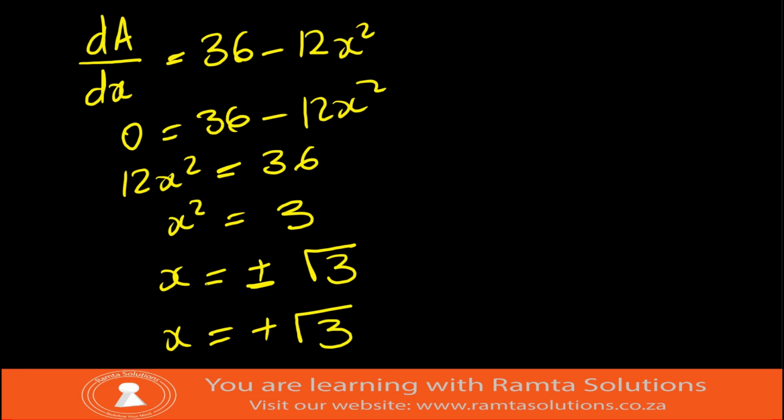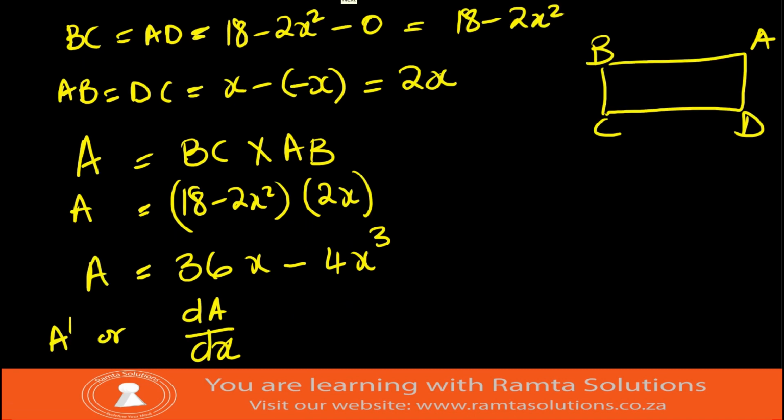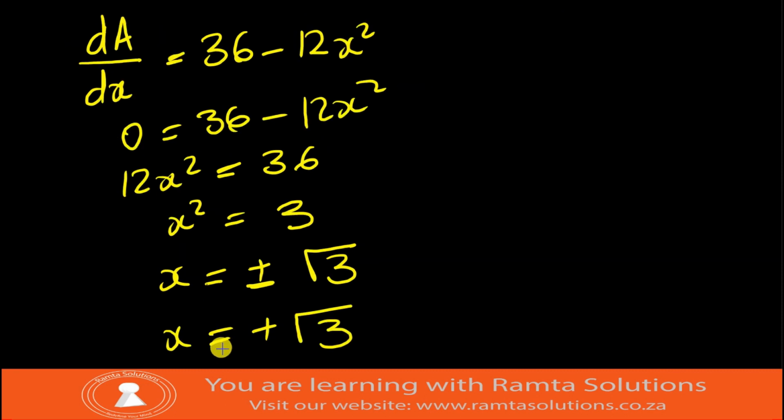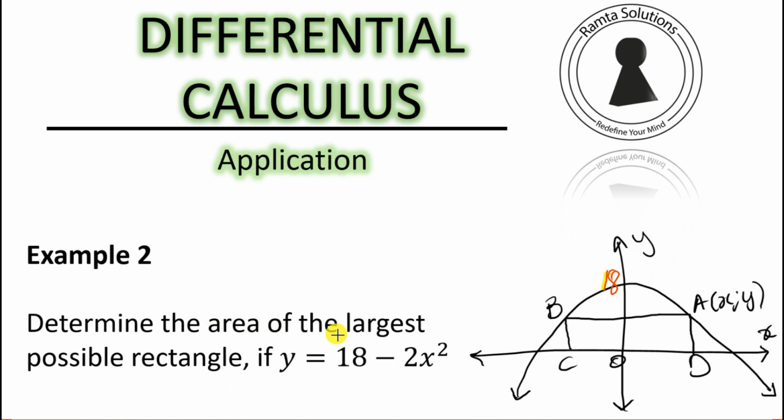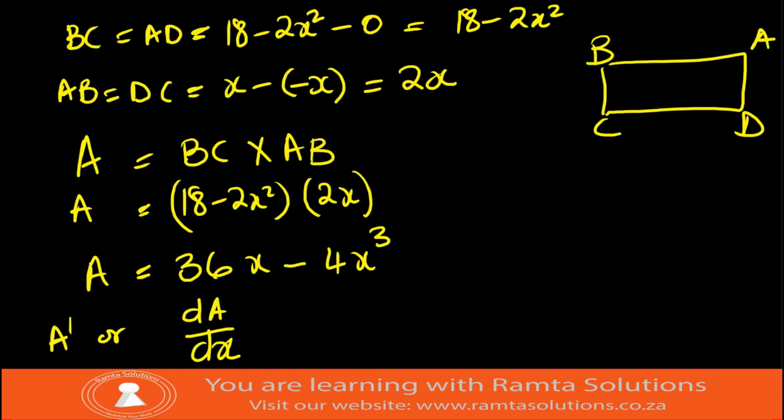Now, we did not answer the question. The question was saying we must find the largest area which makes the rectangle greater. So we found the value of x that will make the rectangle greater under this curve. So now let's find the area of this rectangle that can be the greatest. So we will say now, substituting what we got into this.